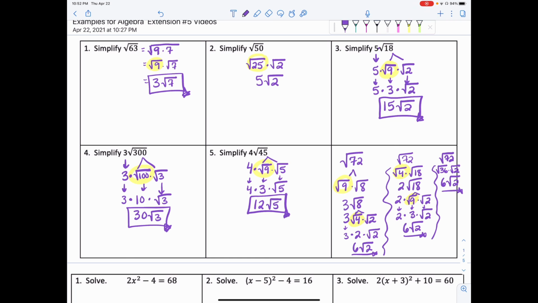If you choose a perfect square factor that isn't the largest perfect square factor, then it's going to take you multiple steps to get to that final simplified answer. So try a few on the practice sheet next.